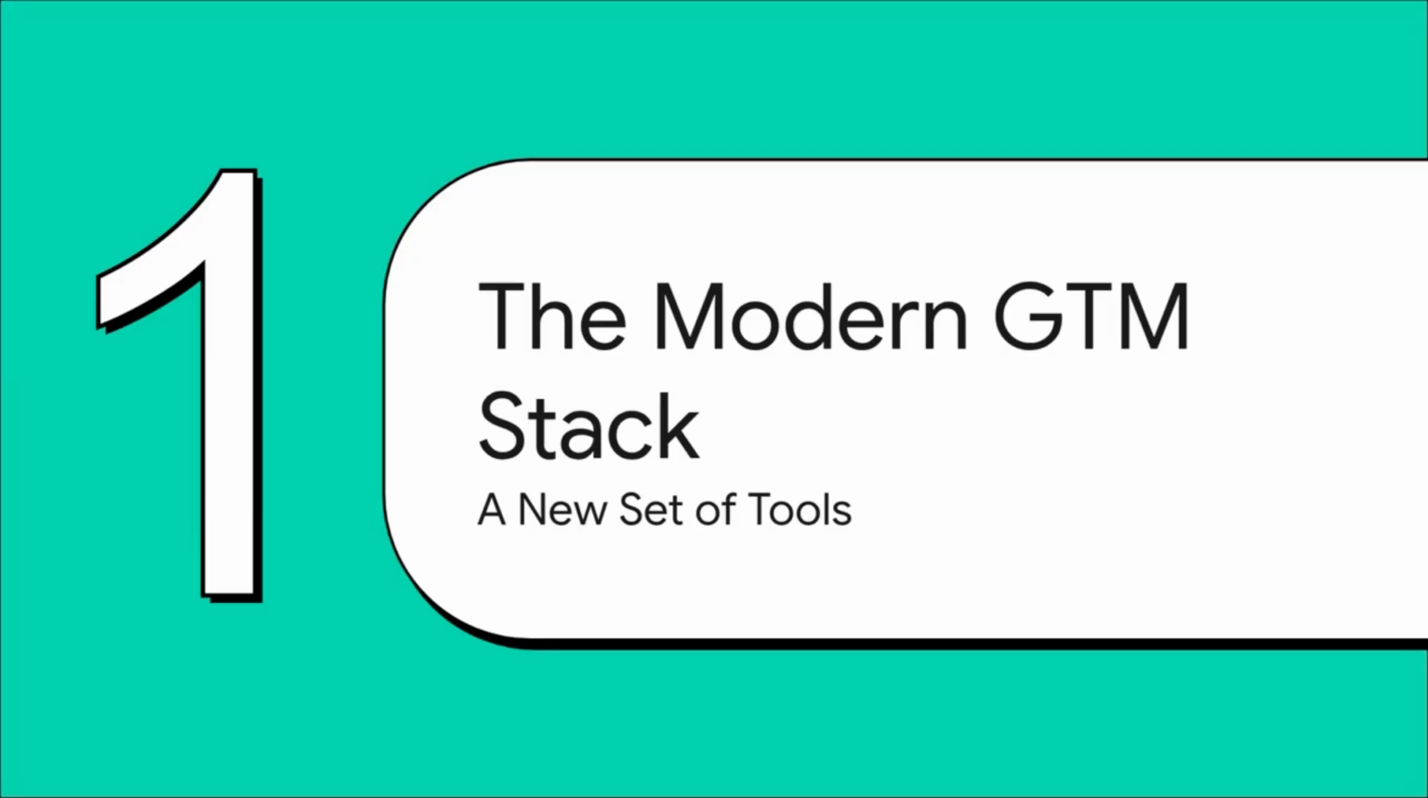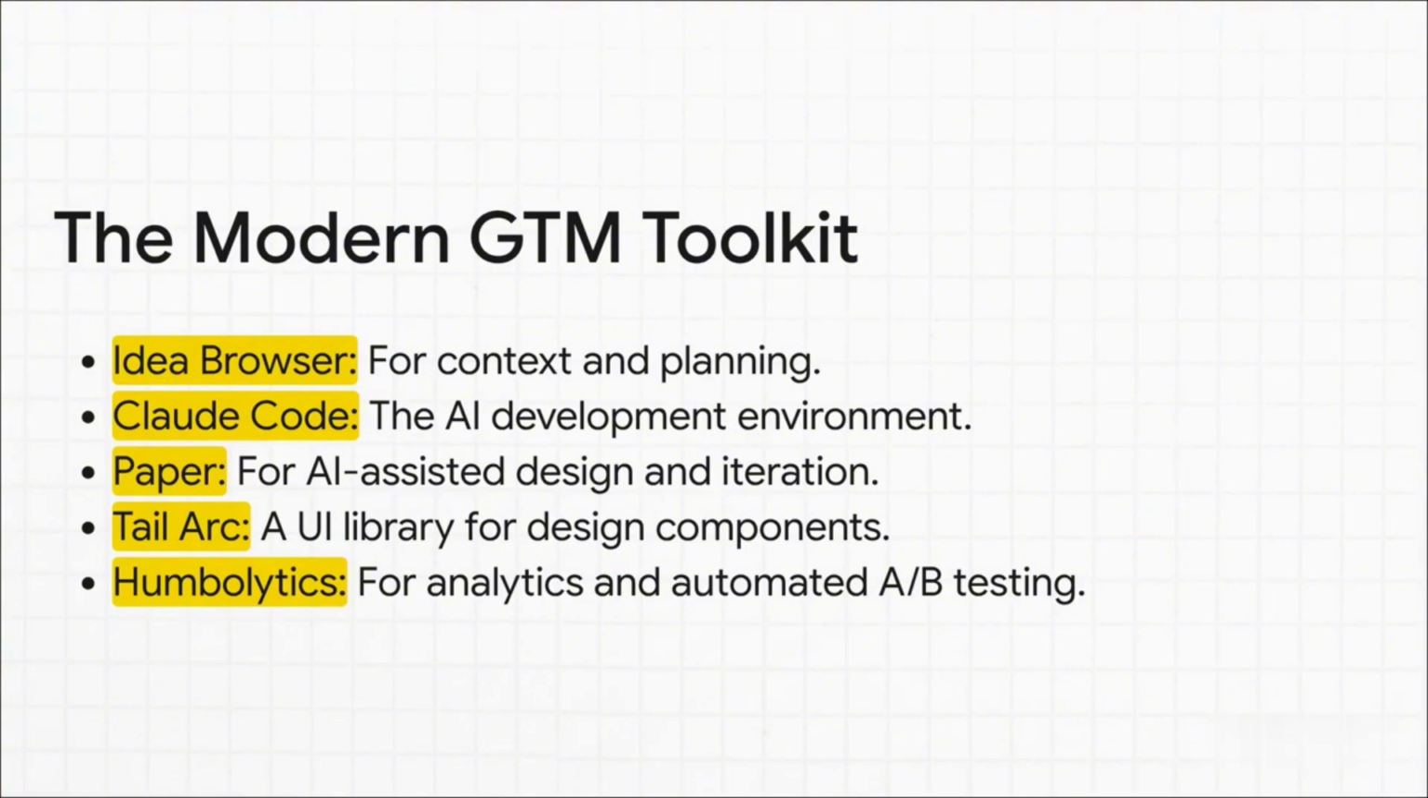So in this first section, let's break down what the modern go-to-market stack actually looks like. This is what powers the whole high-speed workflow. Here it is. This is your new GTM toolkit. First, you've got Idea Browser, which is all about finding ideas and locking in that business context. Then there's Claude Code, which is basically your AI code developer. For design, you're using Paper for quick iterations and feeding it components from Tail-Arc. And finally, Humbolytics is the brains of the operation. It handles your analytics and runs A/B tests on autopilot.